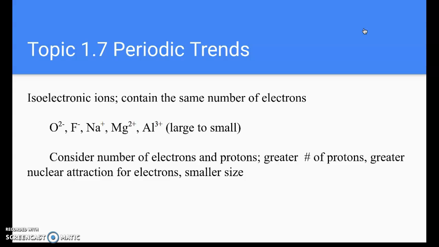So when you're comparing isoelectronic ions, you just want to look for the ion that has the most protons. Aluminum with 13 is going to have the greatest number of protons, so it's going to be the smallest of this bunch. Then magnesium is the next smallest, then sodium, then fluoride, and then O negative 2 is going to be your largest ion. So look for the number of protons, and the greatest number of protons is going to be the smallest ion when you're comparing isoelectronics.